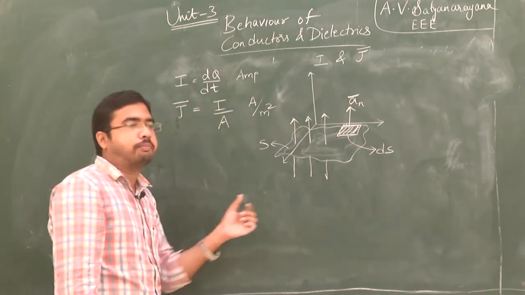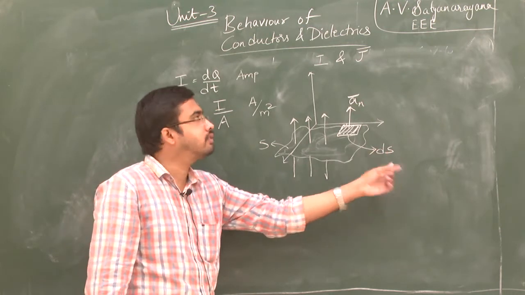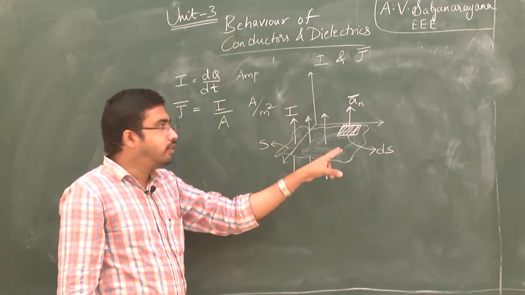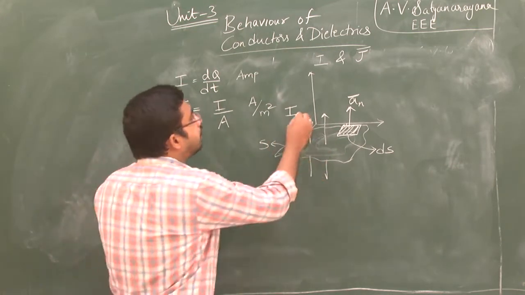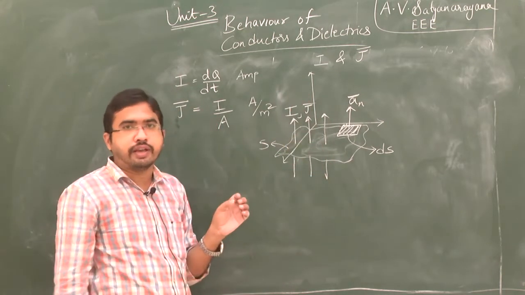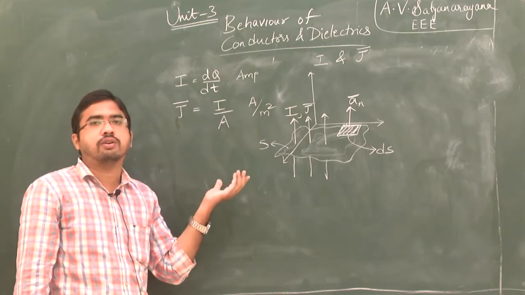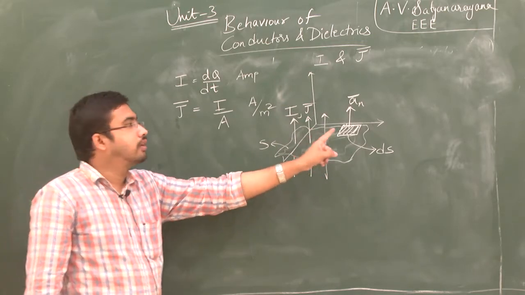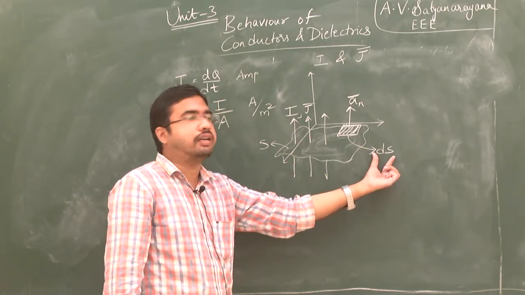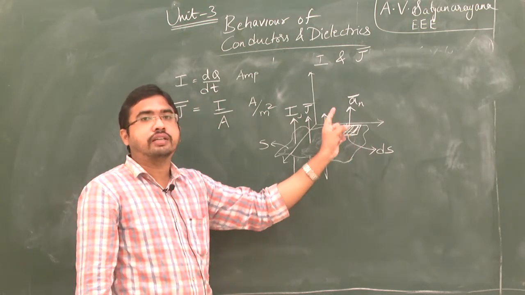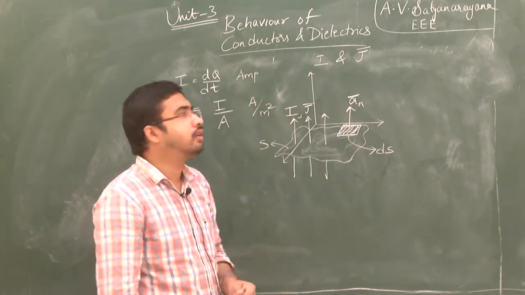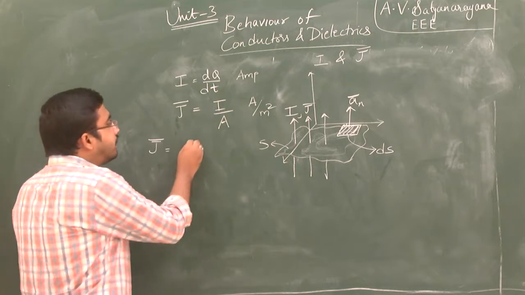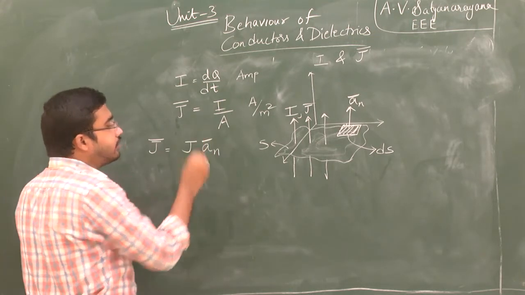The unit vector that is perpendicular to this differential surface ds is an bar, and your I is perpendicular to the surface that you are considering, and your J bar will also be in the direction of I only, because current per unit surface area is called current density J bar. So I and J bar will be perpendicular to the surface. The differential surface area ds has a unit vector perpendicular to it, that is an bar. So how to express J bar? J bar is its magnitude J into the unit vector an bar.